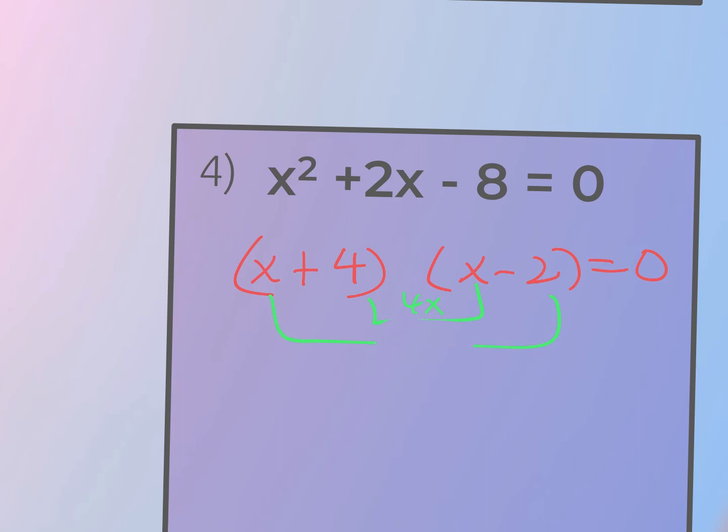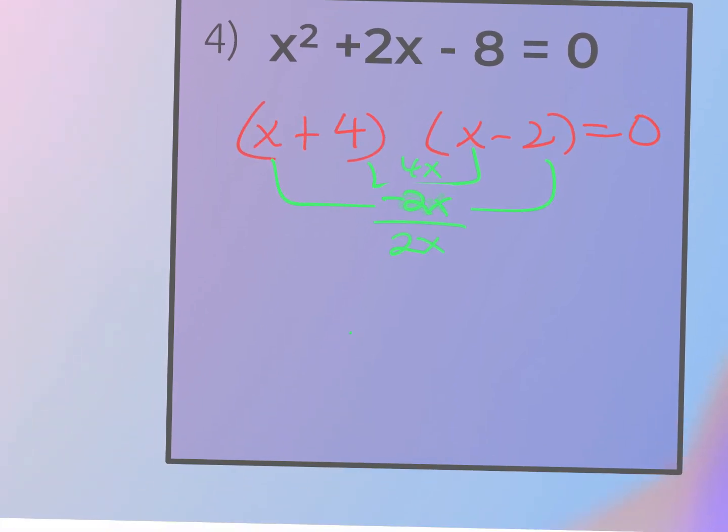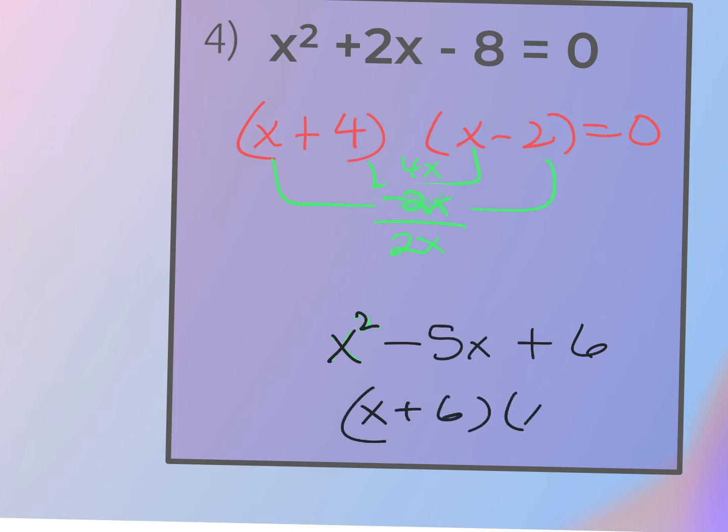4x and negative 2x. And then when I combine them, I get the positive 2x that I need. A lot of you on the test had to factor the denominator and you didn't FOIL it, so you got the wrong factors. I think it was x squared minus 5x plus 6. A lot of you said it was x plus 6 and x minus 1.